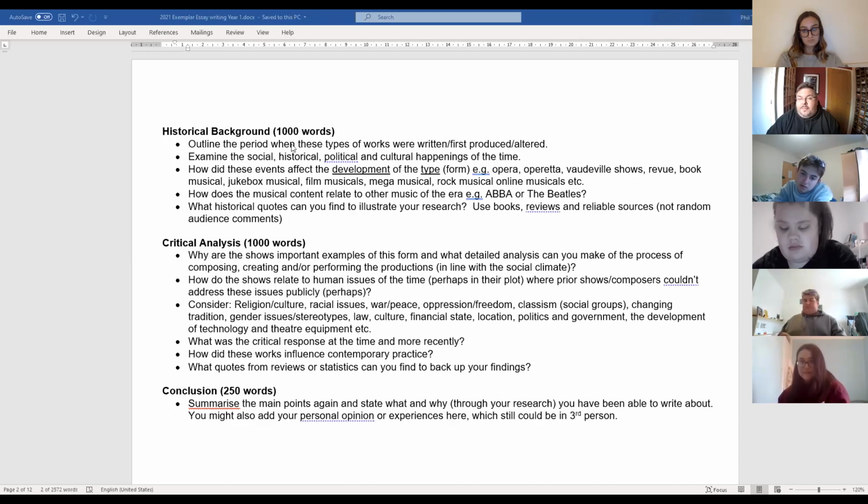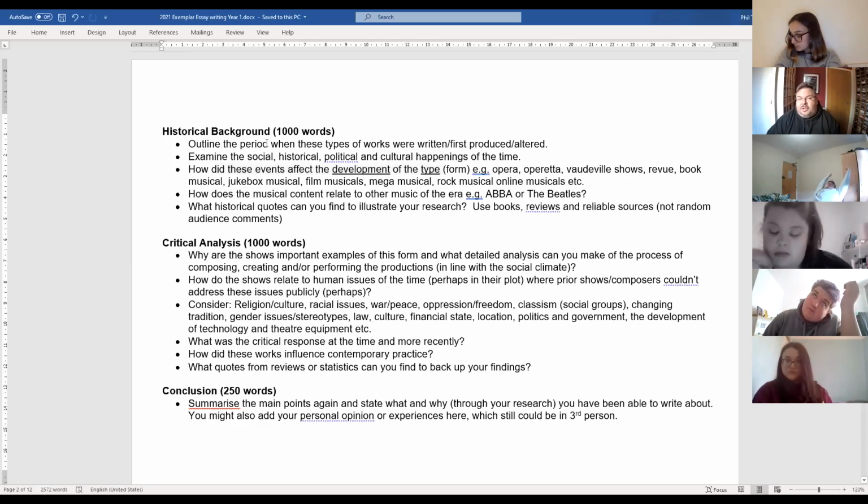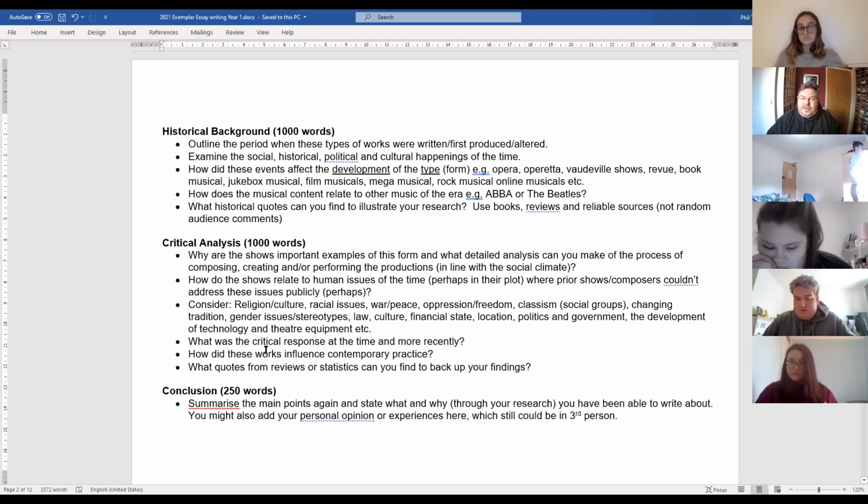This tends to work because if you're talking about the type of show, the development of the book musical, that's more about when that type of musical started, not the actual show that we're talking about. But if you've got two shows from completely different time periods, you might say, let's do 500 words about the history of the original show and 500 words about show number one, and then another 500 words about show number two and another critical 500 words. So you could do it like it's on screen, or you could chop it up and do A, B, and split it into two if you wanted to.